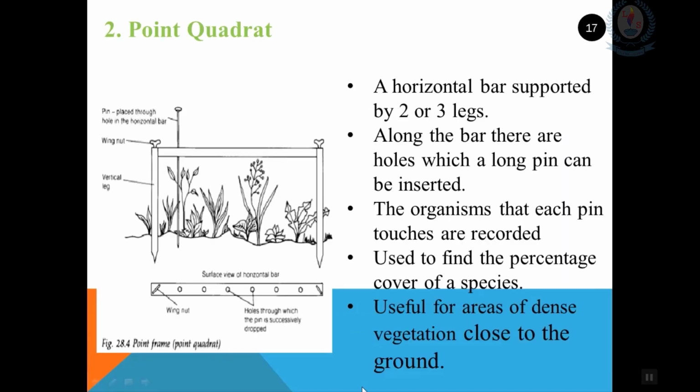This is the next technique, point quadrant. It is a horizontal bar supported by 2 or 3 legs. Along the bar, there are holes, and a long pin can be inserted through the holes. The organisms or the species that each pin touches are recorded. This is a method which we can use to find the percentage cover of a particular species, and it's a useful method to investigate dense vegetation.